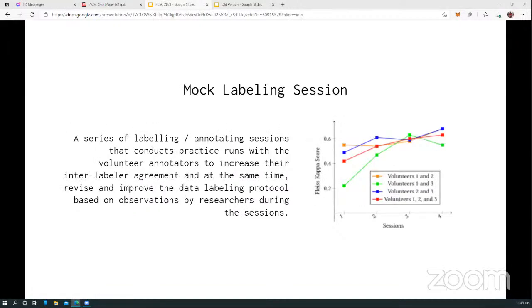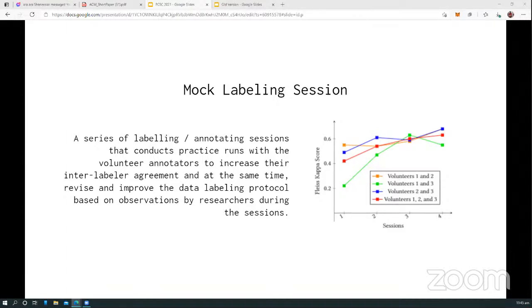So this is what we call the mock labeling session. Before our volunteer annotators commence labeling the actual Twitter datasets, they underwent a series of labeling sessions with practice runs to increase their interlabeler agreement, and at the same time revise and improve the data labeling protocol based on observations by researchers during the sessions. This trains their ability to identify the correct sentiment for a tweet to prepare them for the labeling of the actual Twitter dataset.